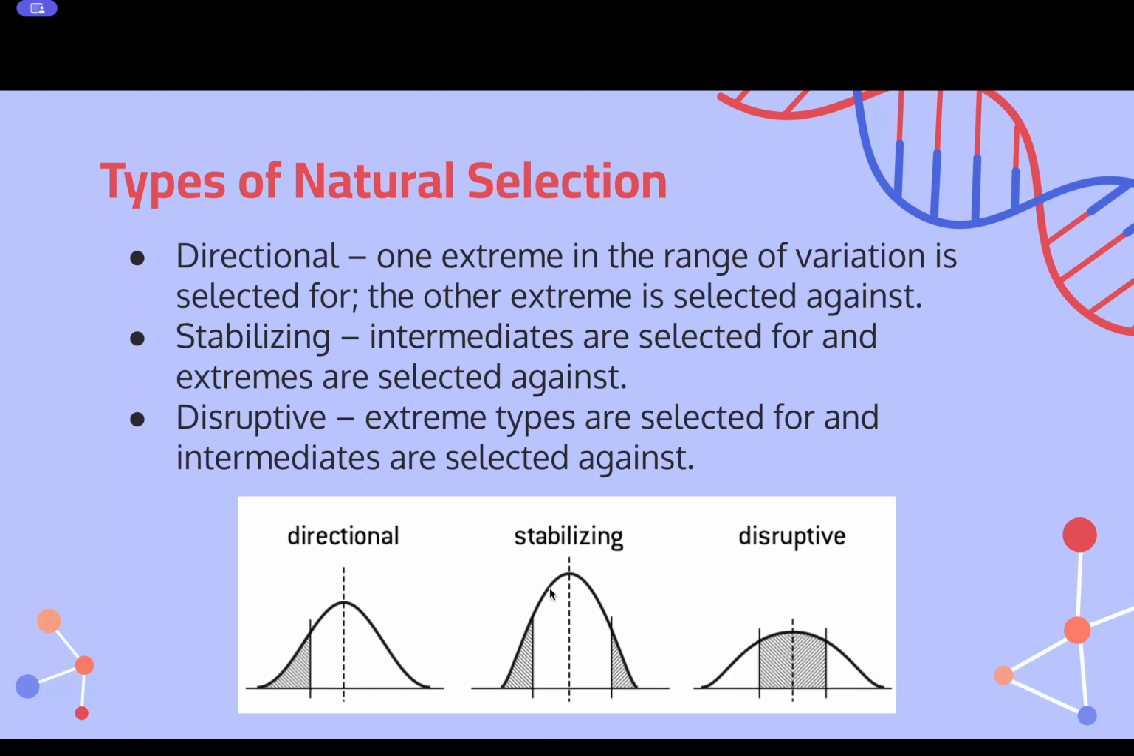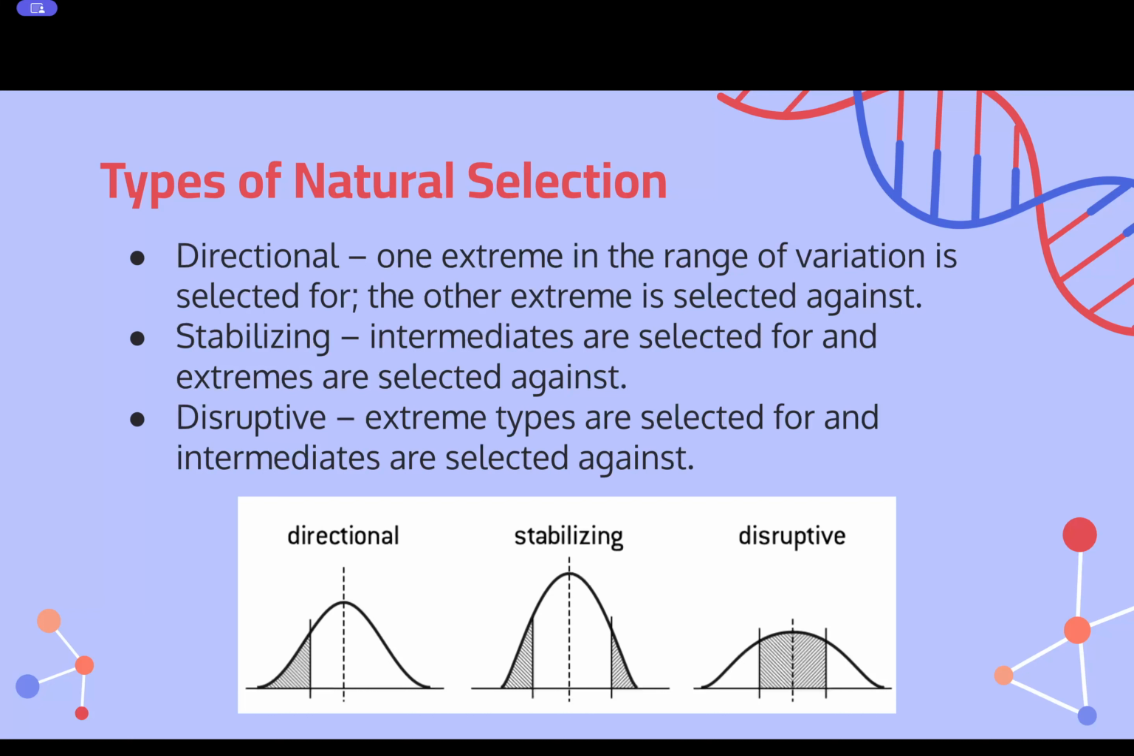These are. Stabilizing is when both of the extremes are neglected and only the intermediate is selected. In the previous situation, only one side was neglected. Here, both of these are selected against, and only the middle part, which is around the normal, will be selected for, which means that the allele frequency will be much narrower because it will be specific to only the most frequent allele, if you think about it that way.